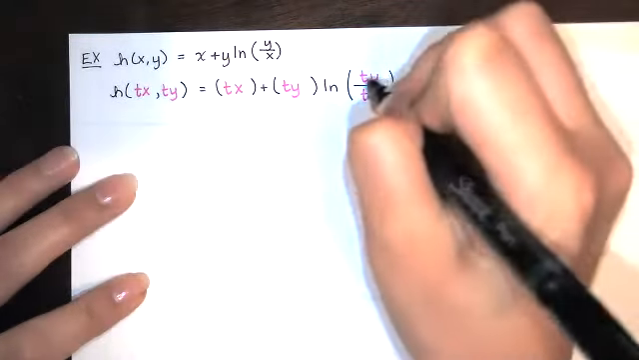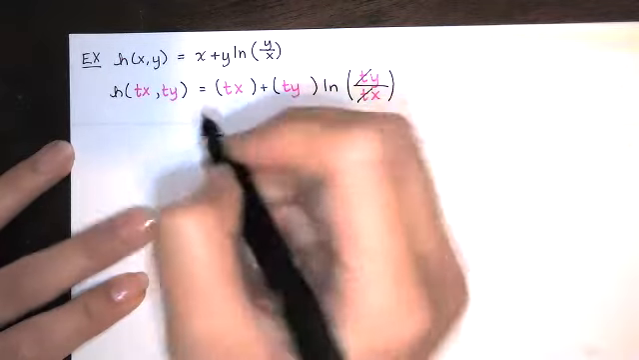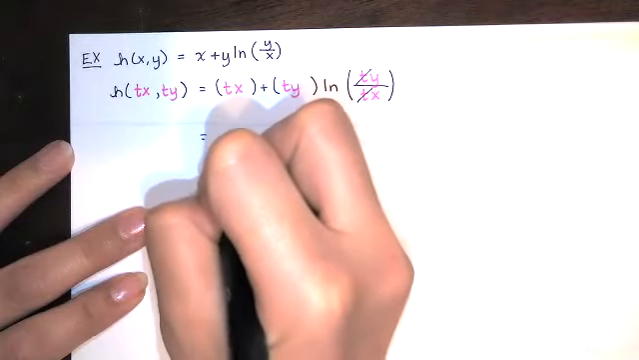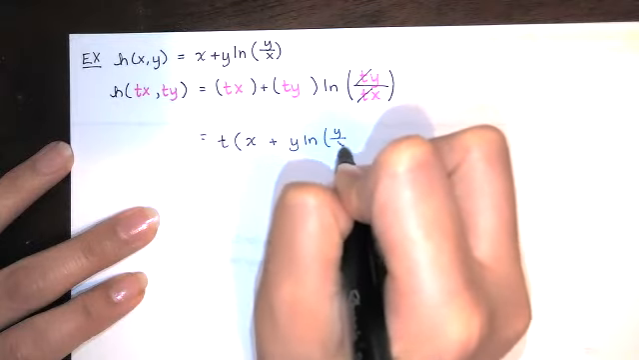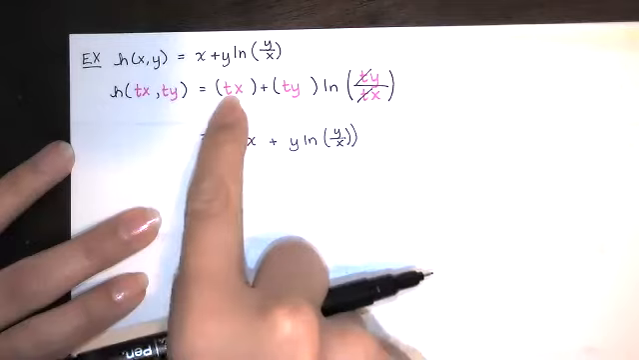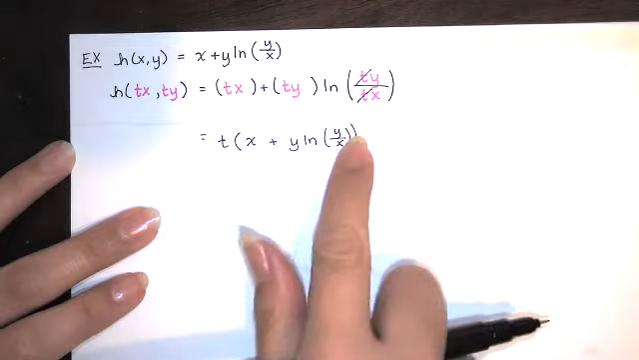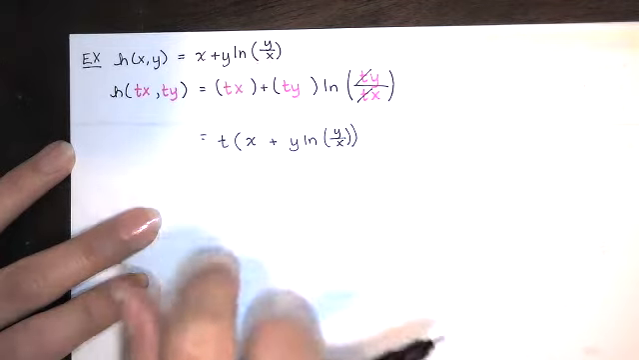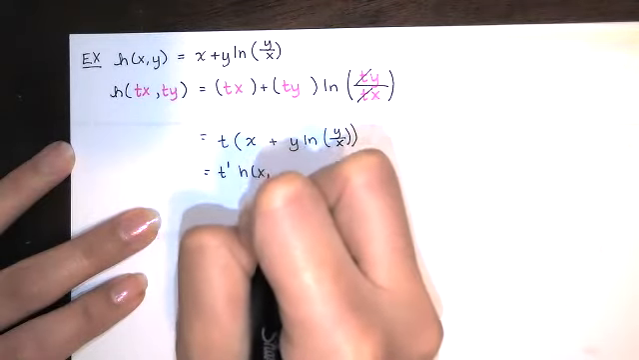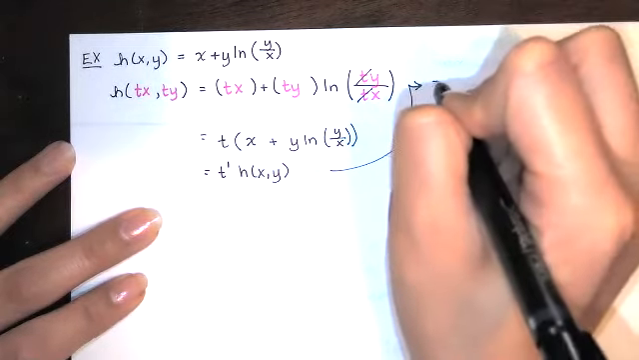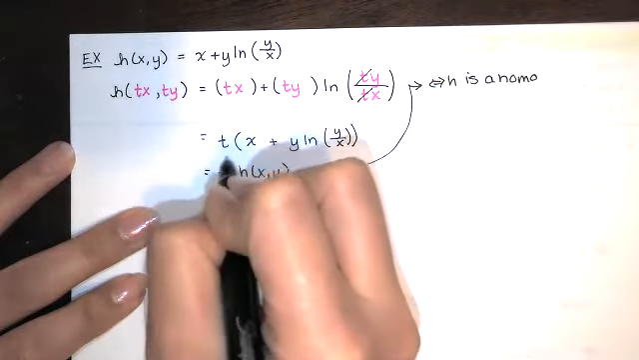The t's reduce. And now I've got a tx plus ty times natural log of y over x, and I can factor out the t from both of those. So I have t times the quantity x plus y natural log of y over x. t times x gives me the first term. t times this quantity gives me this quantity. And that's t times the original function. Look, the function right there is the original function h. And of course, that is an implied 1. So this is a homogeneous function of degree 1. Remember, the degree is that power of t.